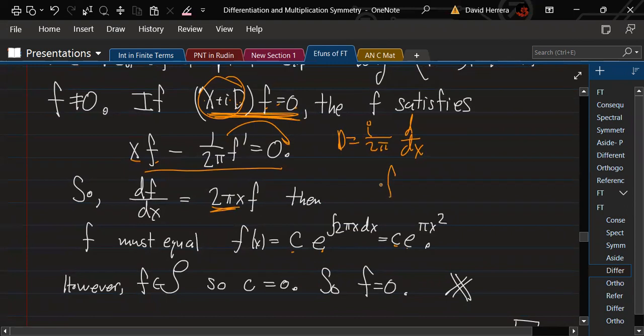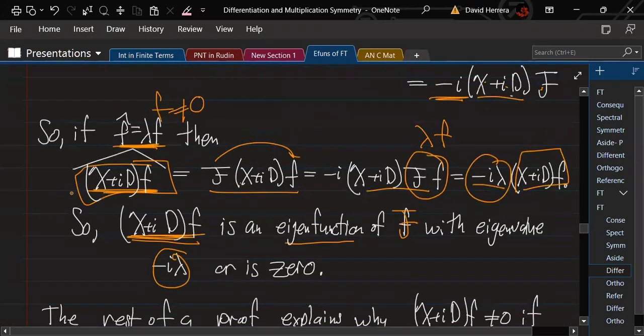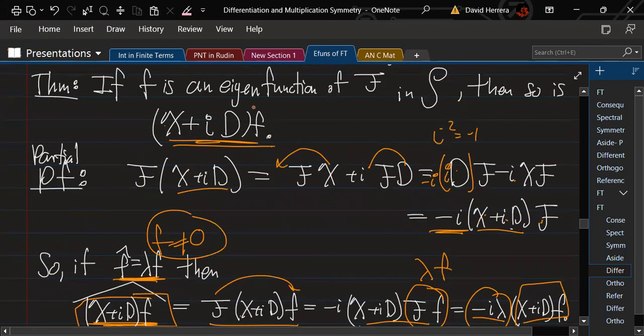Now, because the function is a Schwartz function, or even if I assumed it was in L2, this is a Gaussian that's exploding, unless c is 0. So the only way this can be a Schwartz function decaying at infinity is if c is 0, which tells me that f is 0. And f being 0 contradicts the fact that I assumed it was non-zero, because I assumed it was an eigenfunction. So it tells me that this thing is non-zero whenever f is non-zero, and it's an eigenfunction.